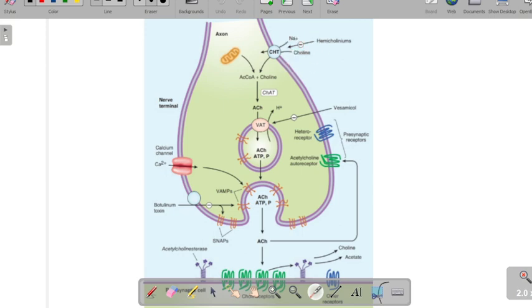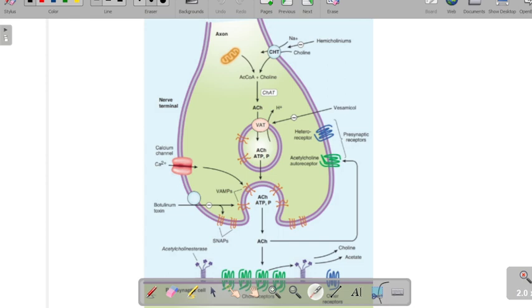First, choline is transported into the nerve terminal with the help of sodium dependent choline transporter. Then in the cytoplasm, acetyl coenzyme A combines with choline to form acetylcholine in the presence of enzyme choline acetyltransferase. This acetylcholine is transported into the synaptic vesicle with the help of vesicle associated transporter. This can be blocked by vesamicol.